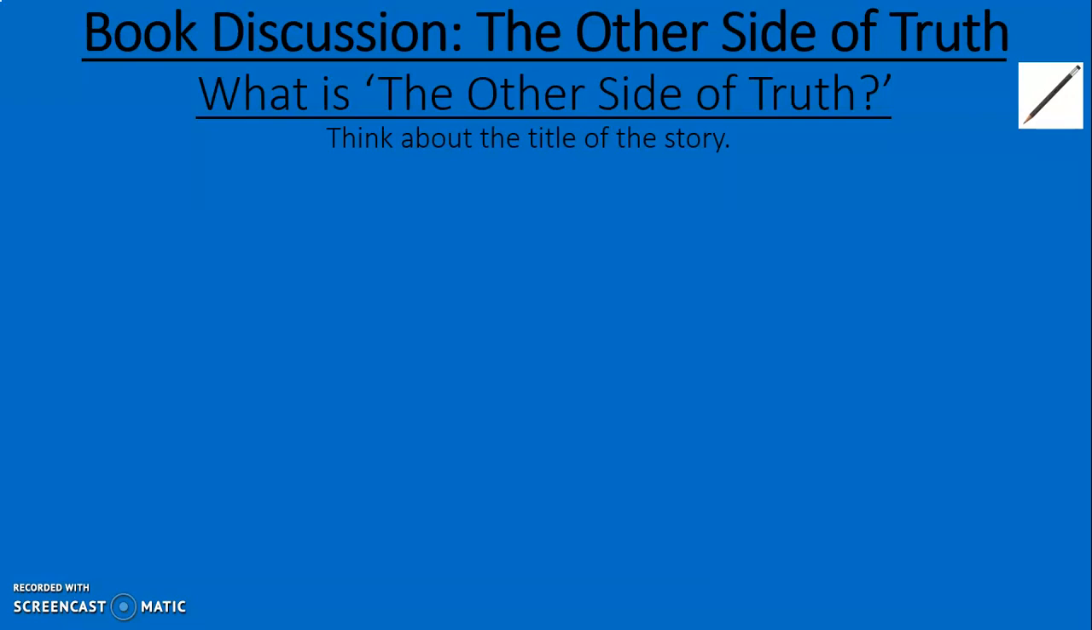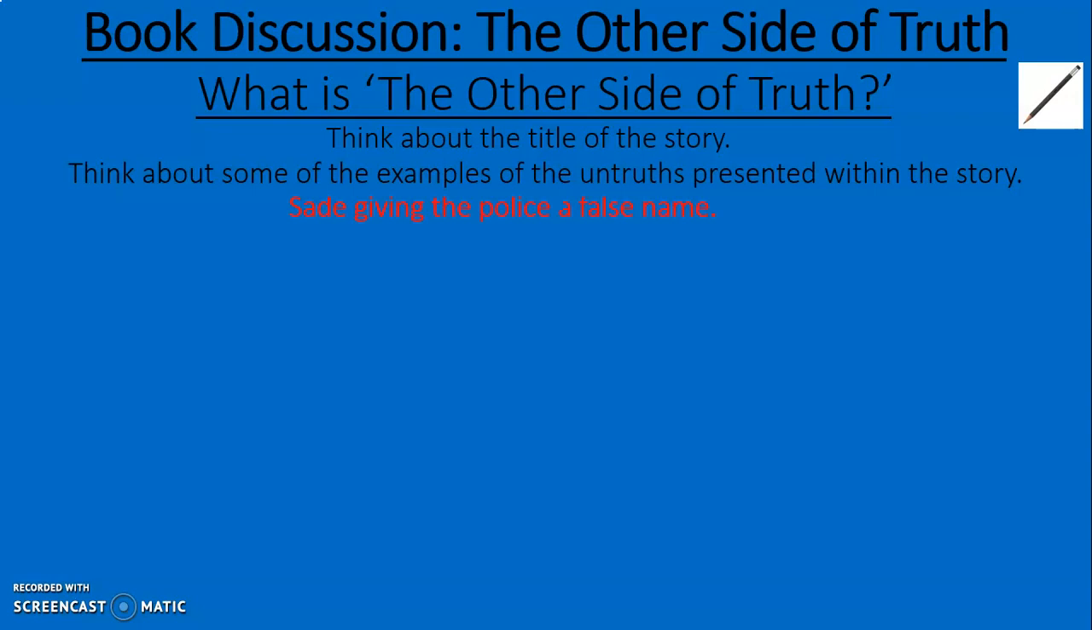For the final writing activity, what I'd like you to do is think about the title of the story, The Other Side of Truth. Think about some of the examples of the untruths presented in the story. Sade giving the police a false name. The children and Papa travelling on false passports. Papa writing the truth in his news articles. The brass buttons claiming Papa killed his wife.